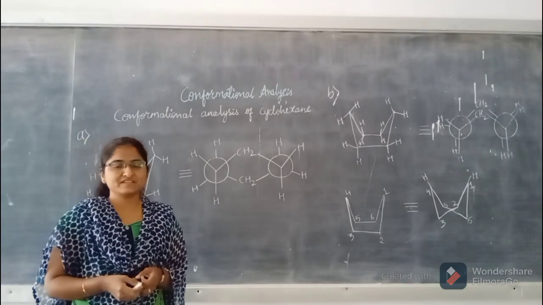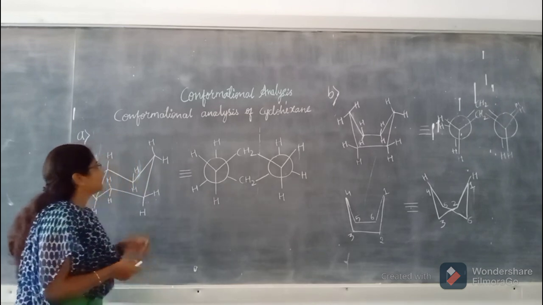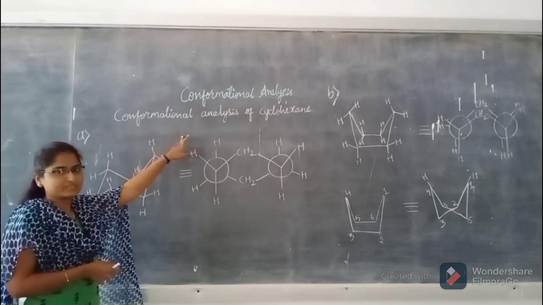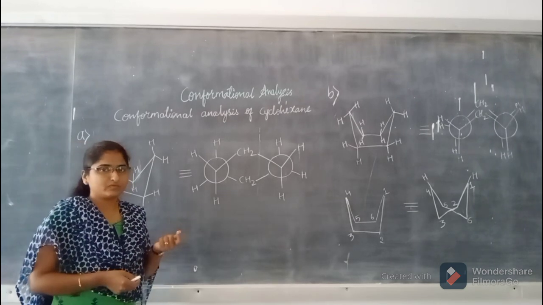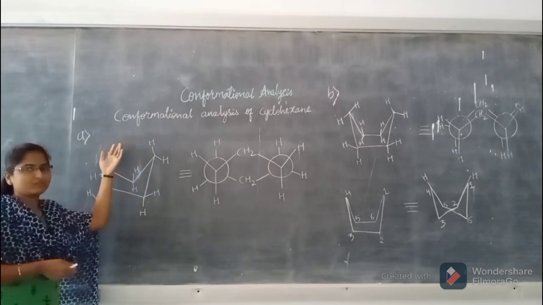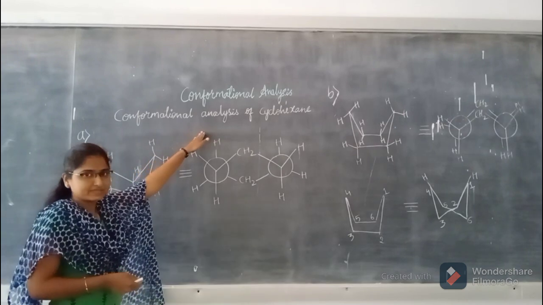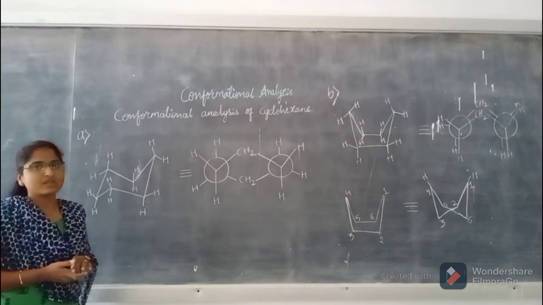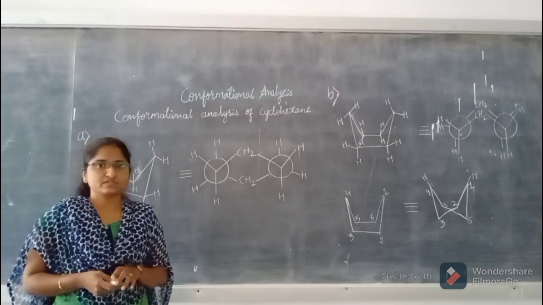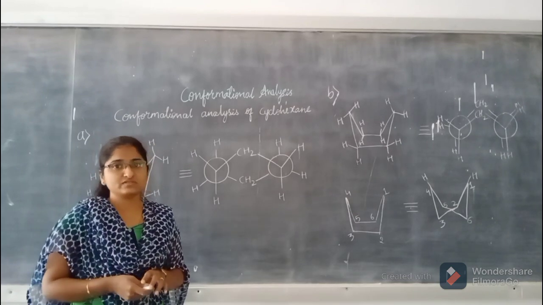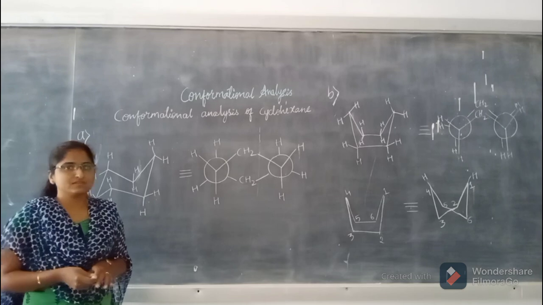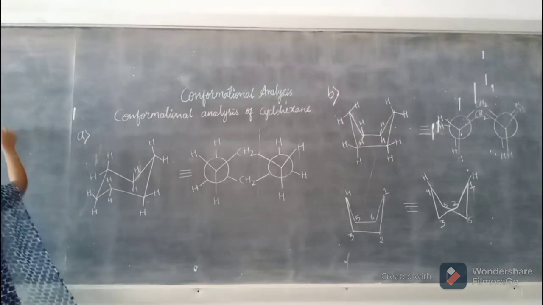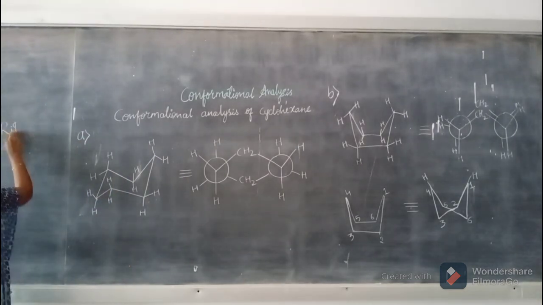The next example we have is the conformational analysis of cyclohexane. First we have studied the example of ethane, then butane, and last we have the conformational analysis of cyclohexane. Here Baeyer strain theory has given two models, that is two conformations for the cyclohexane. The first conformation is a rigid conformation, or you can say rigid form.